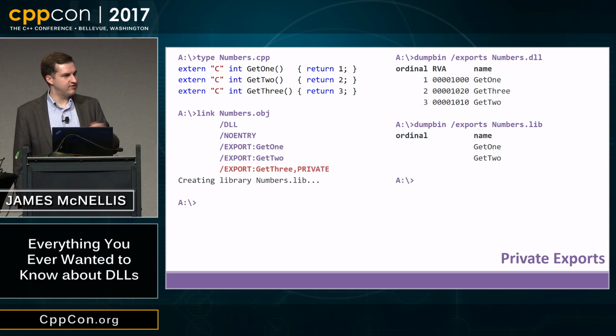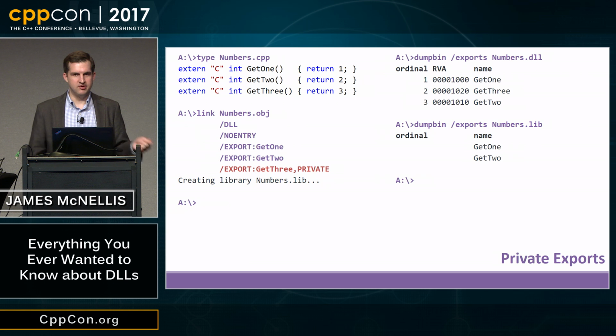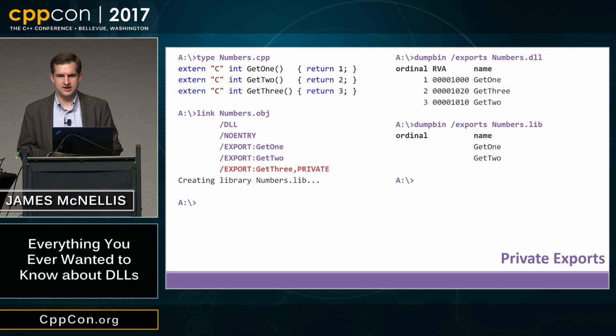You can also have private exports. So these are exports that you can call GetProcAddress to get, but they're not in the import library. So you can't implicitly link to them. You can only explicitly link to them. This is useful, for example, if you want to deprecate some functionality. You don't want people calling something anymore, but you can't remove it because you've got people depending on the existing APIs.